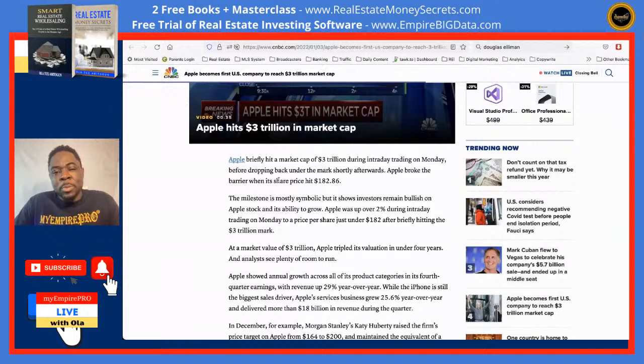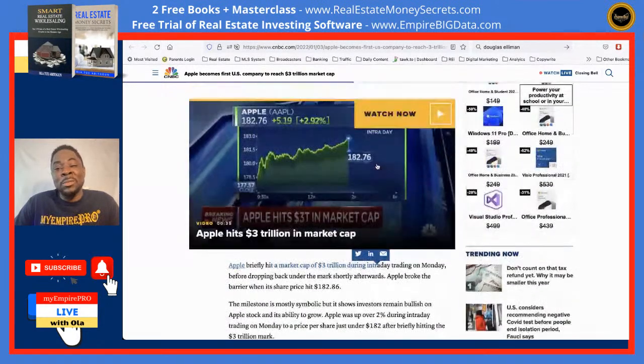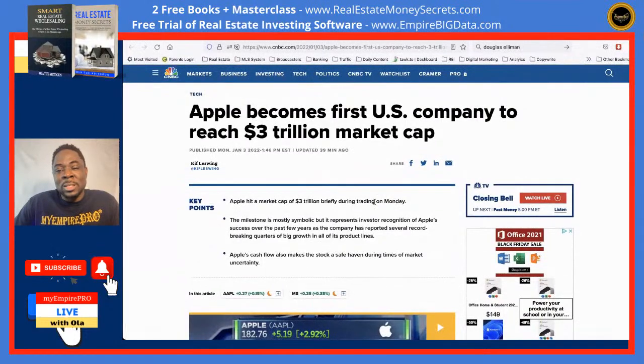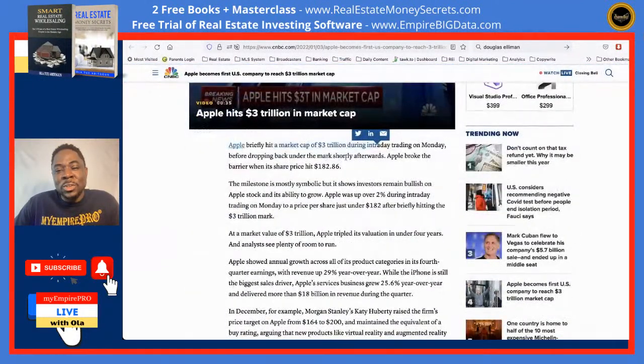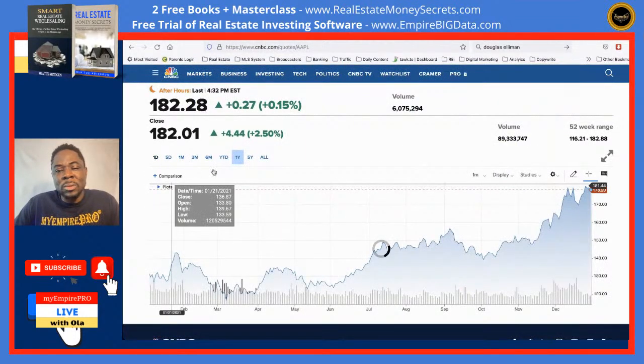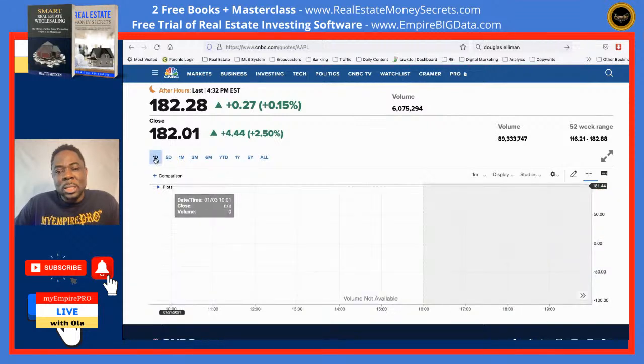Okay, Apple briefly hit a market cap of 3 trillion during the intraday. So that's the short term, and they made that a news headline. Now, if you read this news headline and you ran and dumped like $2,000 in it, and then you didn't pay attention to the intraday part, that means there was probably a trade-off. Let's look at the chart here for one day.